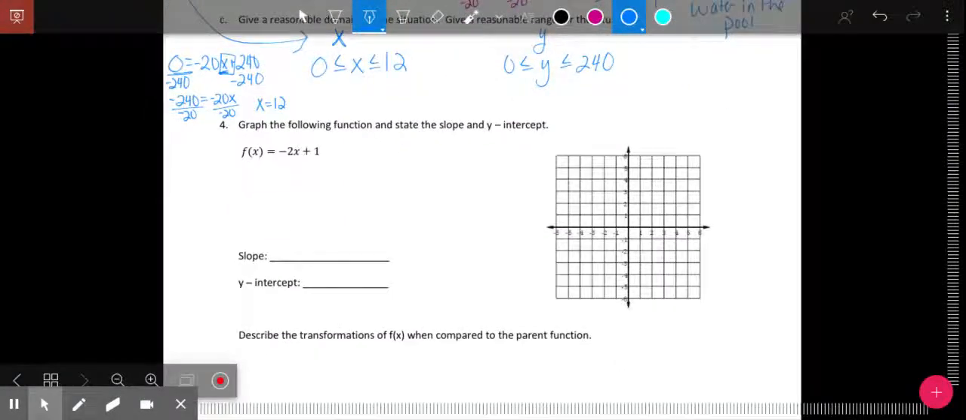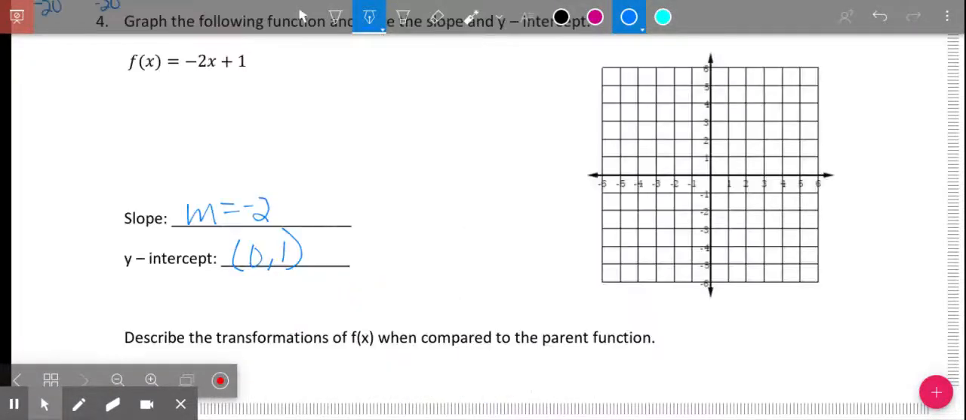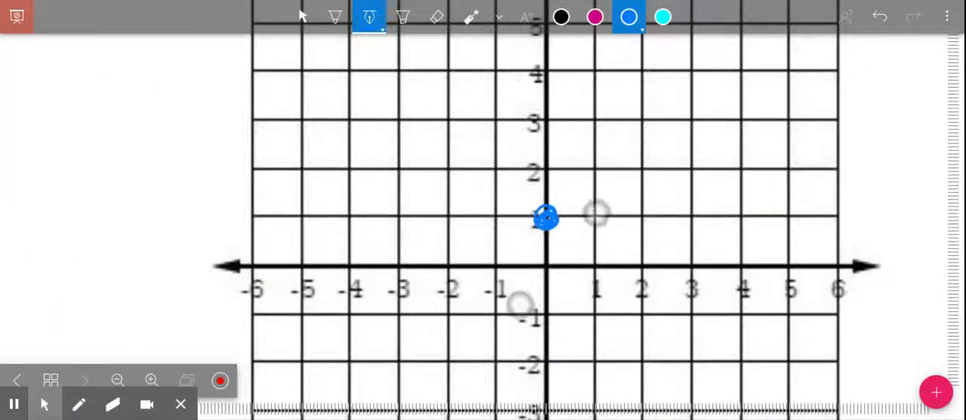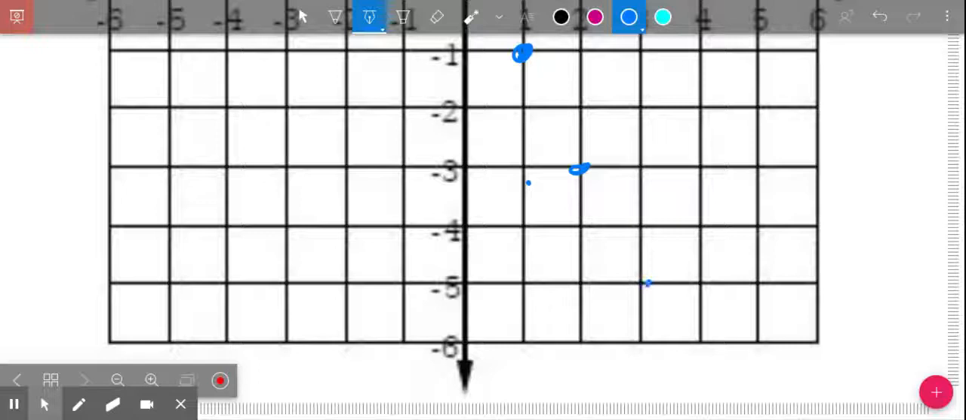All right. Number 4 says graph the following function and state the slope and the y-intercept. Okay, so our slope here is negative 2. And our y-intercept is (0, 1). So we're going to start with the y-intercept at (0, 1). My slope was negative 2, so I'm going to go down 2 and over 1.